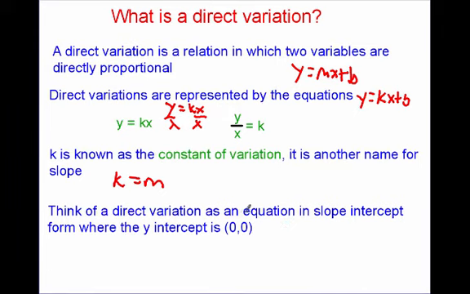And we can think of a direct variation as an equation in slope-intercept form where the y-intercept is 0, 0. You notice this is y equals kx plus b. Well, there is no b. b is 0, so it gets deleted off of there. So one thing we know about a direct variation is every direct variation contains this point 0, 0. It's going to become really important that we know that. Every direct variation contains 0, 0.